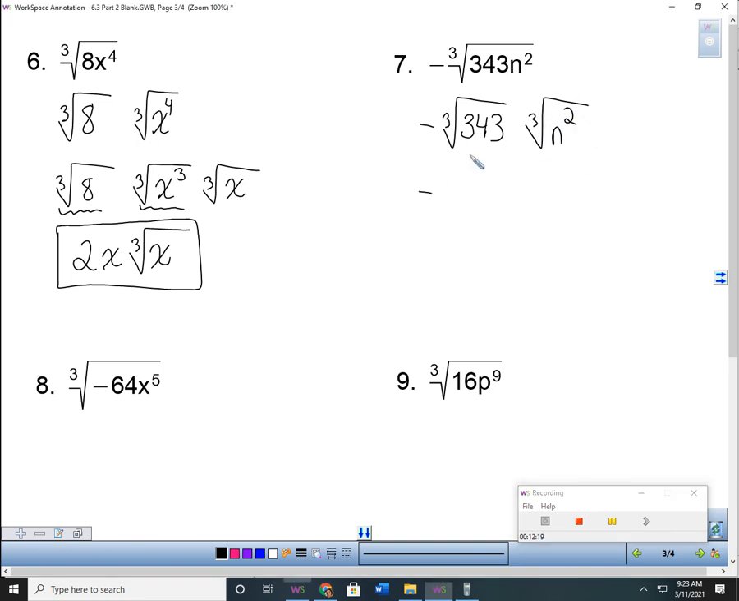So I keep the negative. The cubed root of 343 is 7. And then there's nothing I could do with this because that power is smaller than 3. So it literally just stays there. There's nothing more I can do with it.